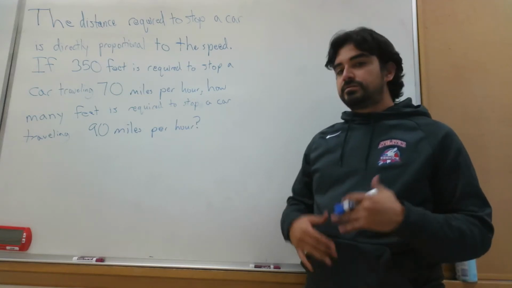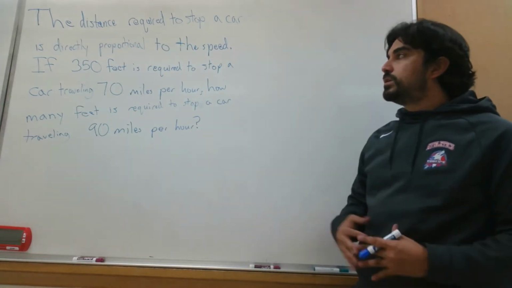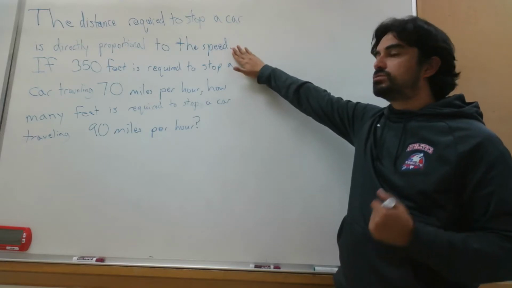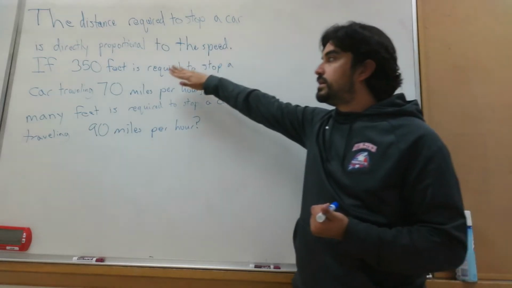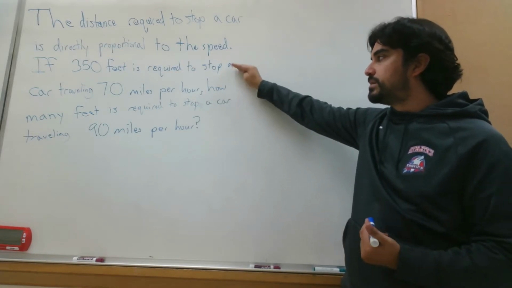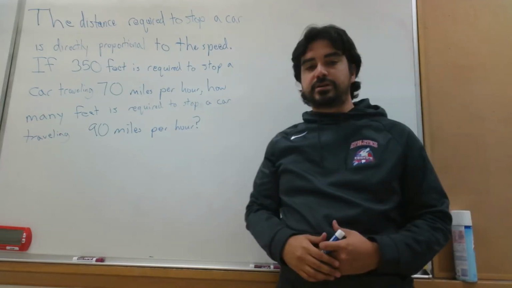Now we're going to talk about word problems using direct variation. So we are given the distance required to stop a car is directly proportional to the speed. If 350 feet is required to stop a car traveling 70 miles per hour, how many feet is required to stop a car traveling 90 miles per hour?